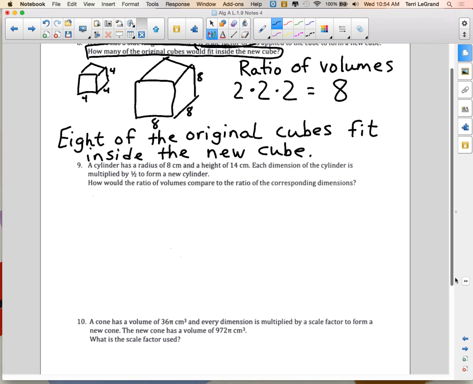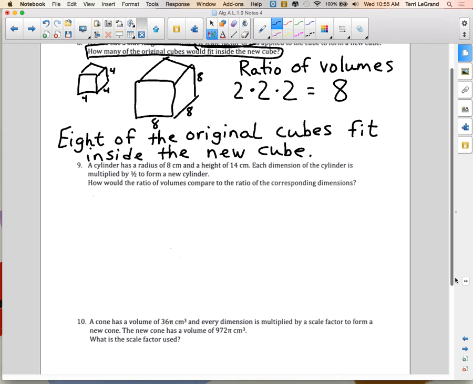Okay. Ready to move on? We have a cylinder. Give me an example of a cylinder in real life. A soup can. You could draw a cylinder if you want. Soup can, a what? Pop can. So you have a pretty good idea of what a cylinder looks like.